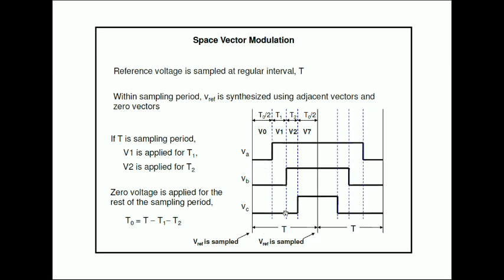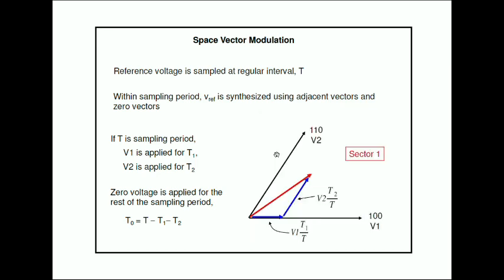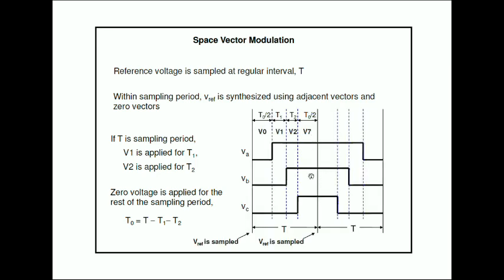V1 is 1, 0, 0, and V2 is 1, 1, 0. That 1, 1, 0 we obtain for the time duration T2. And for another time duration T0 by 2, we apply V7, that is 1, 1, 1, which is also a zero vector. So this is the total combination to make that particular vector. This vector is produced with this adjustment.